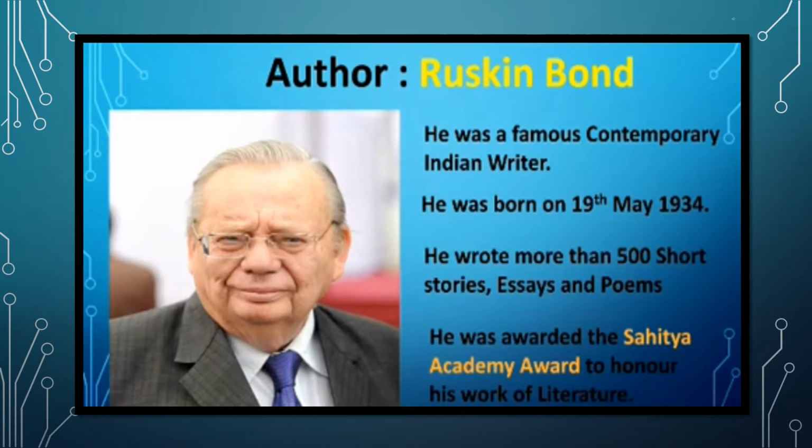The author of this lesson is Ruskin Bond. He was a famous contemporary Indian writer. He was born on 19th May 1934. He wrote more than 500 short stories, essays and poems. He was awarded the Sahitya Academy Award to honor his work of literature.